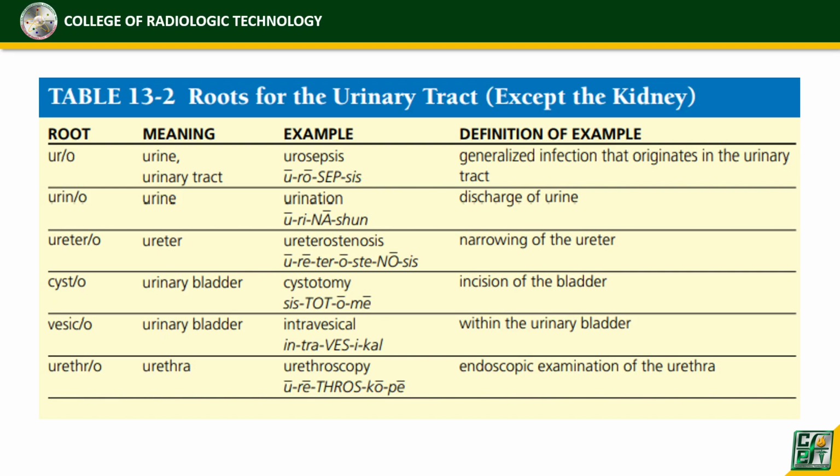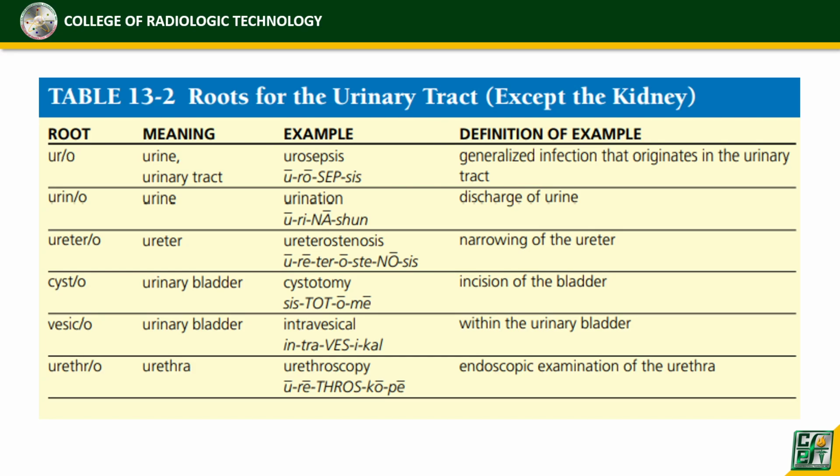So roots for the urinary tract, except the kidney, we have uro, which means urine or urinary tract. Urosepsis means generalized infection that originates in the urinary tract. Then we have urino, which means urination, discharge of urine. Uretero, that is ureter. The example is ureterostenosis. Stenosis meaning narrowing, so narrowing of the ureter.